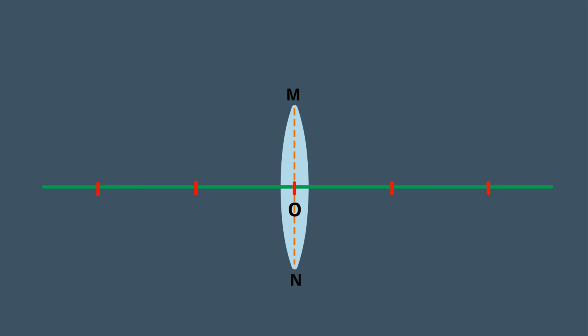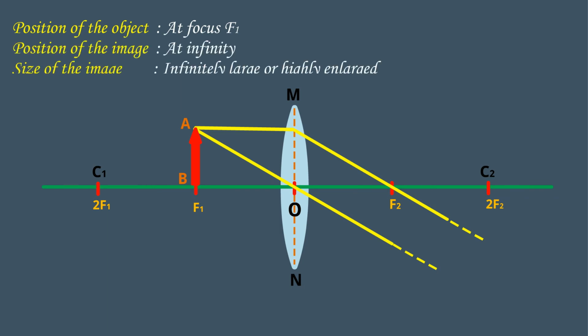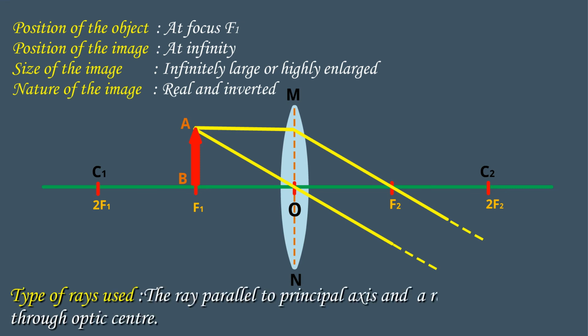Next position of the object is at f1. Here we have to consider two rays. First, a ray parallel to principal axis. After refraction, it passes through principal focus. And the second ray, a ray passing through the optical center, which does not undergo refraction or deviation. Here we will get the image at infinite distance. So position of the image is at infinity, size of the image is infinitely large or highly enlarged, and nature of the image is real and inverted.